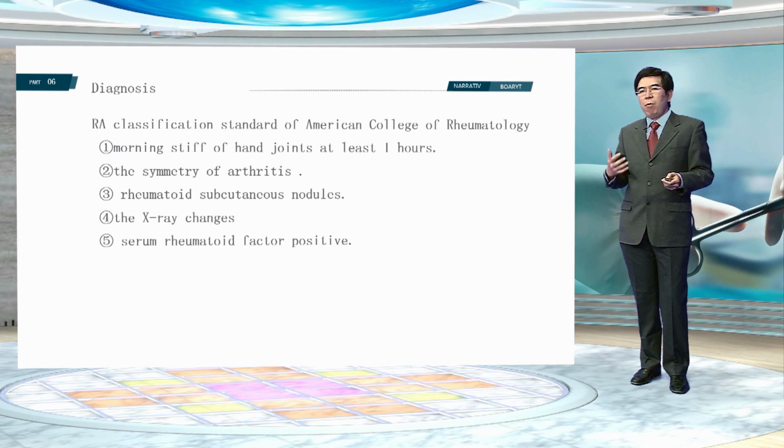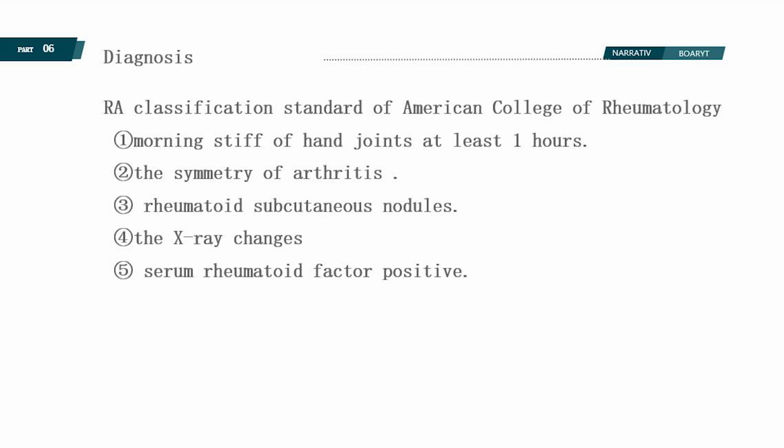There are basically 5 points. The first is morning stiffness of joints lasting at least 1 hour, the symmetry of arthritis, the rheumatoid subcutaneous nodule, the X-ray changes, and the serum rheumatoid factor is positive.